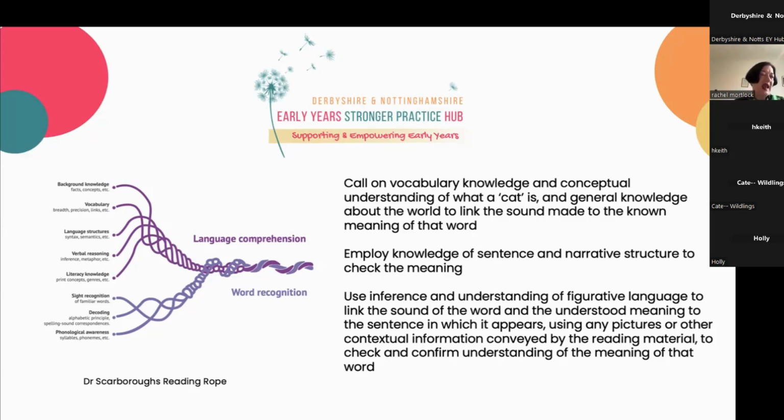And it's really clear again that there wouldn't be an expectation that the formal teaching of phonics would start until children were in reception classes. And at that point, they're then starting to develop that awareness of phonics.